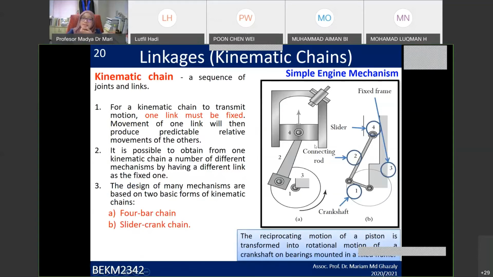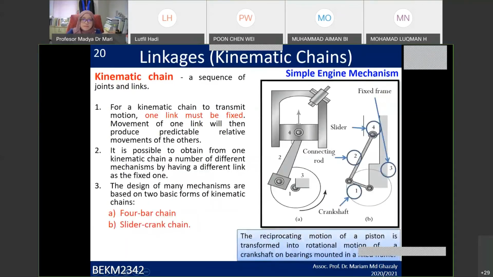So an example here is the simple engine mechanism. We have the crankshaft and we have the slider. I explained just now that the design of many mechanisms is based on 2 basic forms of kinematic chains. So 2 main things: it's either the 4-bar chain or 4-bar link, or the sliding crank chain. The sliding crank chain is normally used to convert from rotary to linear, and the 4-bar chain can convert from linear to linear, or linear to rotary, or rotary to linear. Okay? This one I think I already explained just now, so I'll skip.